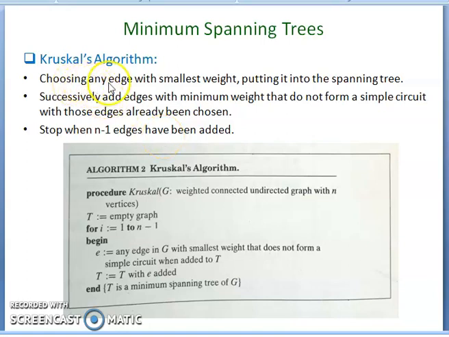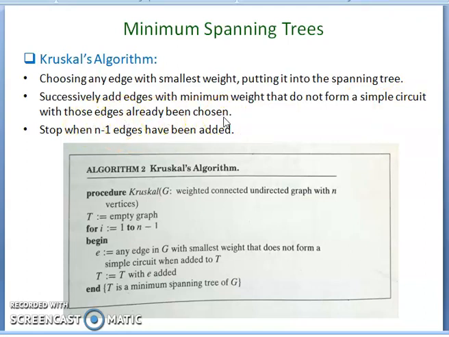Step one is choosing any edge with smallest weight. Choose any edge with smallest weight and consider it into the spanning tree. Successively add edges with minimum weight that do not form a simple circuit with those edges already chosen.